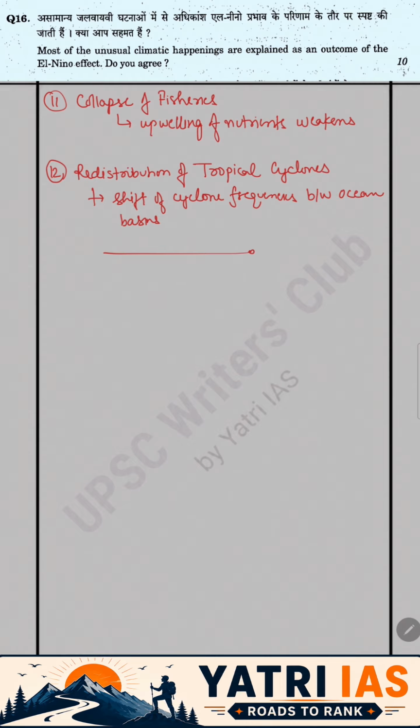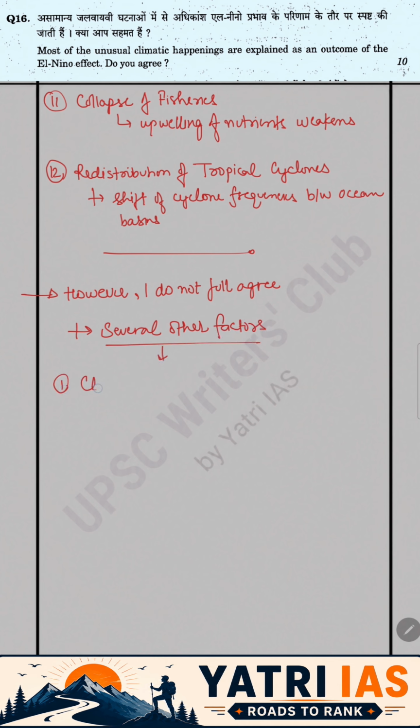But the question has said that most of the unusual climate happenings. So do you agree with that? So you would mention that, however, I do not fully agree. Because not all the climate happenings are due to El Nino. Because there are certain other factors as well. Several other factors. What are those? The very first is climate change. Rising greenhouse gases emissions intensify extreme weather patterns.